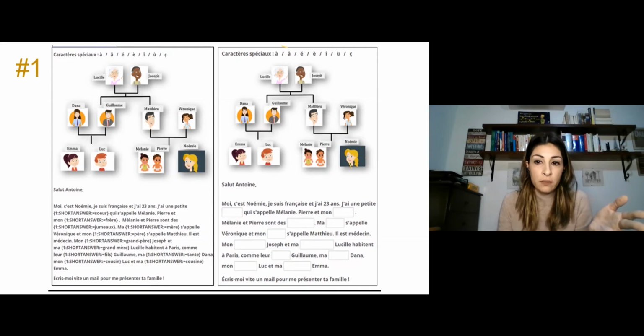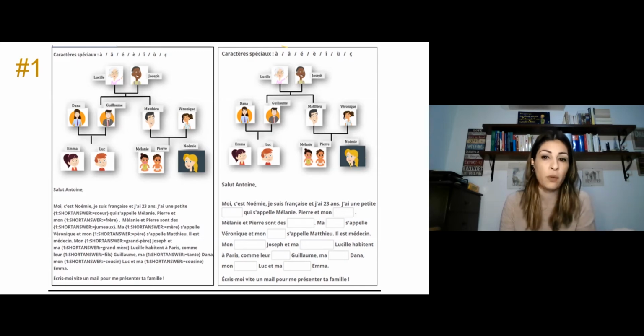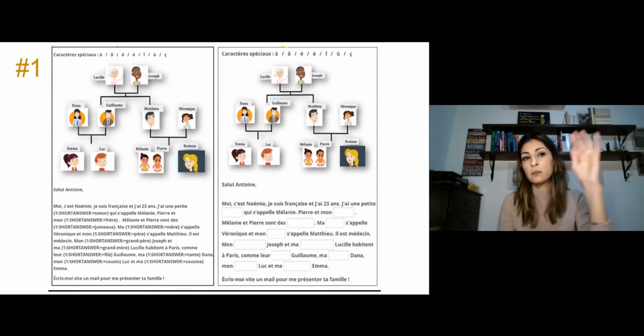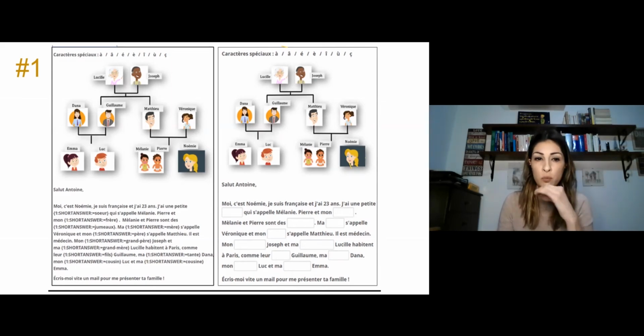For this particular activity, students are being asked to study the genealogical tree inserted in the form of an image. After observing the family tree, they need to read the passage and fill in the gaps with the right member of the family, with the right word. Considering that students may not have the French keyboard installed on their computer, I have added special characters on the top of the activity so that they can copy and paste those special characters in French. And I will show you later how you can do this exactly.